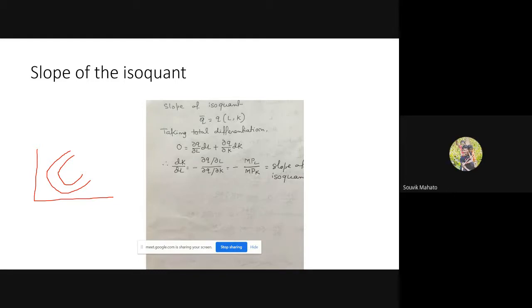Ma'am, that MPK part, please repeat it once more. Yes, I understand. The MPK. Look, the marginal product has the same property. It may be for labor, it may be for capital. So marginal product has the same property, the law of diminishing marginal productivity. This is true for both labor and capital.